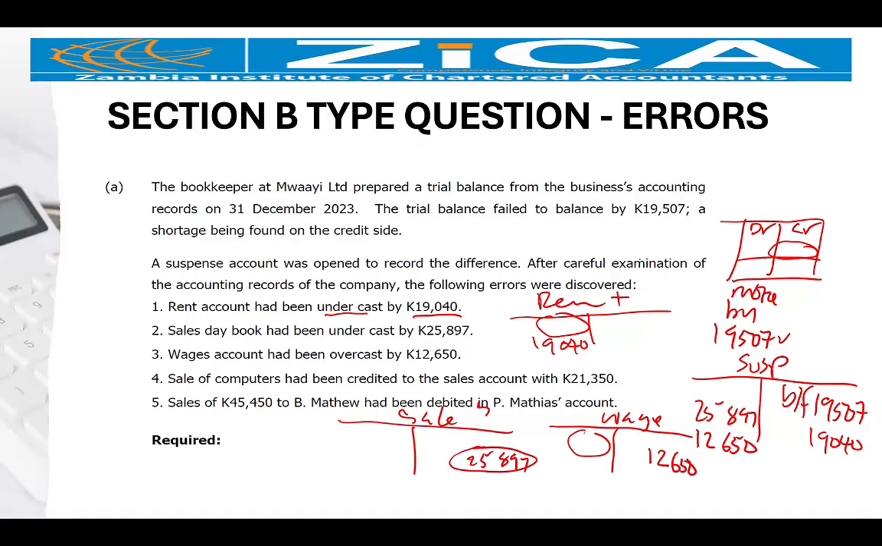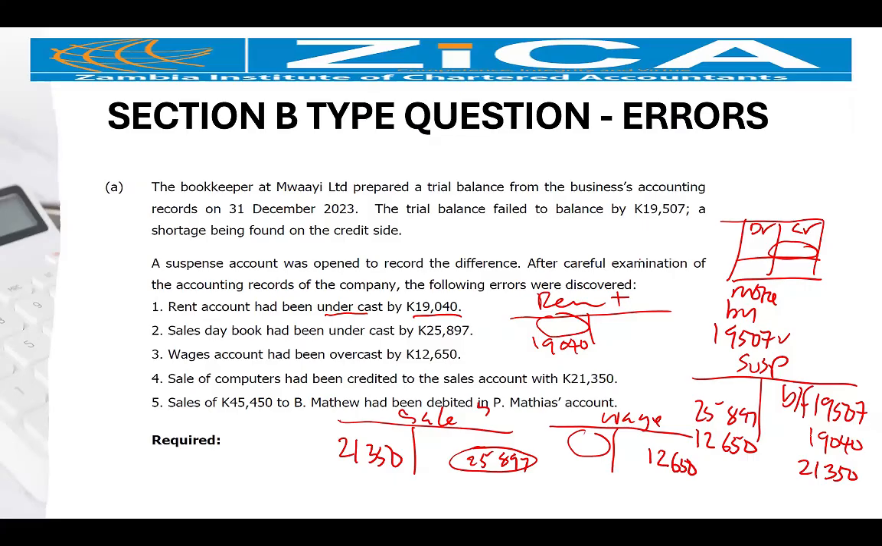Okay. Sale of computers had been credited to the sales account with 21,350. So you sell a computer, you credit the sales account. So you know that a sales account gets credited. So if it's credited with a wrong transaction, remove it by making a debit entry, 21,350. Double entry, you credit suspense, 21,350, like that.